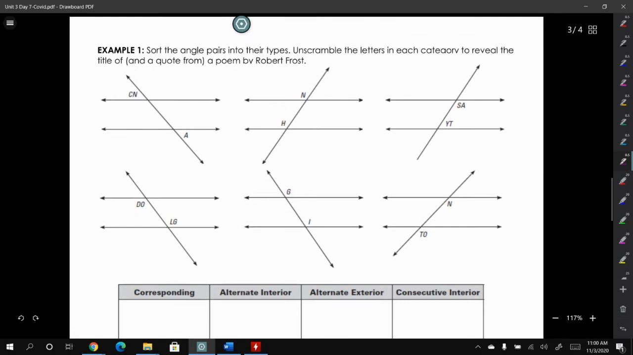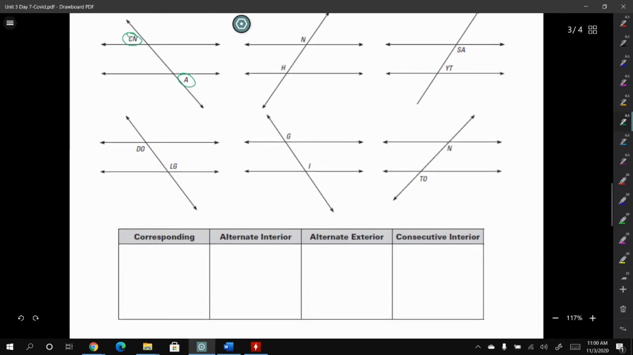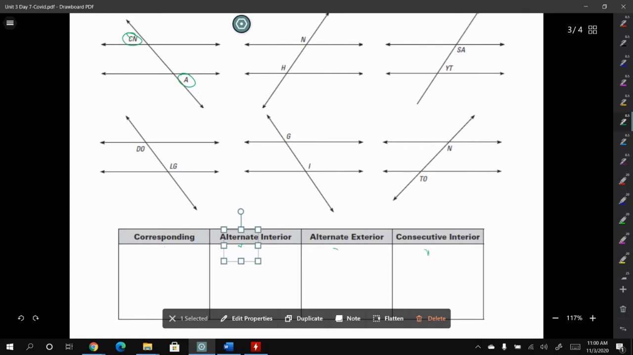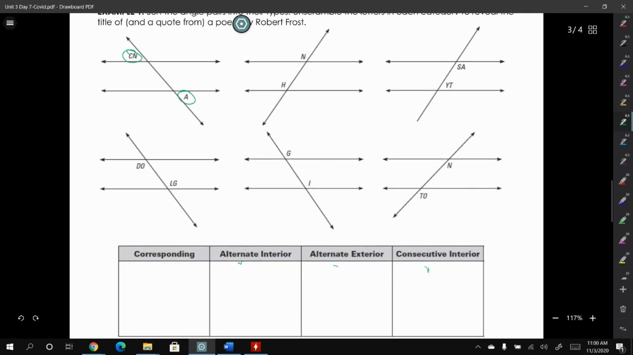So what you're going to do is you're going to be looking at each set of lines and say, okay, are the two angles here, we have C, N and A. What are they in relation to each other? Are they corresponding angles? Are they alternate interior? Are they alternate exterior? Or are they consecutive interior? So you're going to go through each one of these and write the letters. So like this one, these are alternate exterior, so I'm going to write C, N, and A in that box.